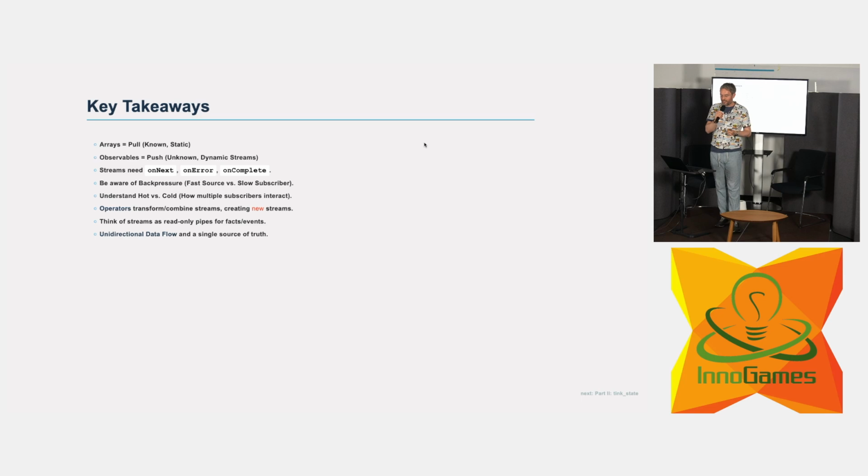So some key takeaways for the general introduction to reactive programming. We had the arrays with the pull system first, and then we introduced observables, which are basically the push system. We talked about how we need onNext, onError, onComplete to make the picture complete for the observable. We talked about back pressure. I also introduced the terminology hot versus cold observable to you. And then talked about the operators and the water pipes. And this leads to a unidirectional data flow and a single source of truth. And that, ladies and gentlemen, and everybody else, is already the introduction to general reactivity.